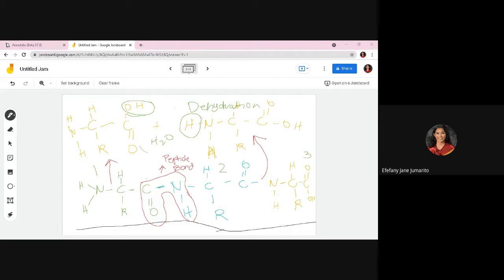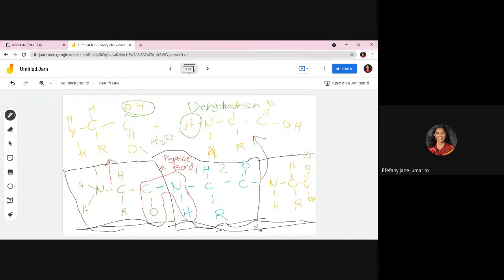How many amino acids are present here? This one. Alright, okay, we have one amino acid. And then, okay, there are 3 amino acids here. Okay, 3.